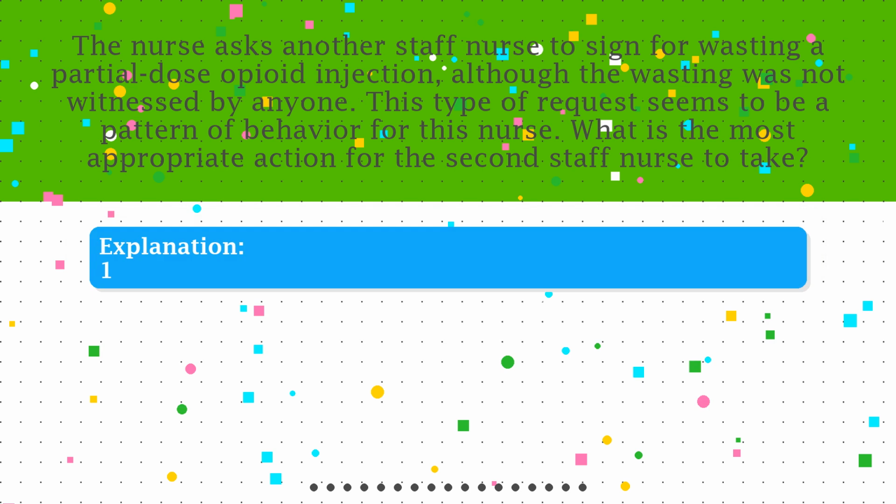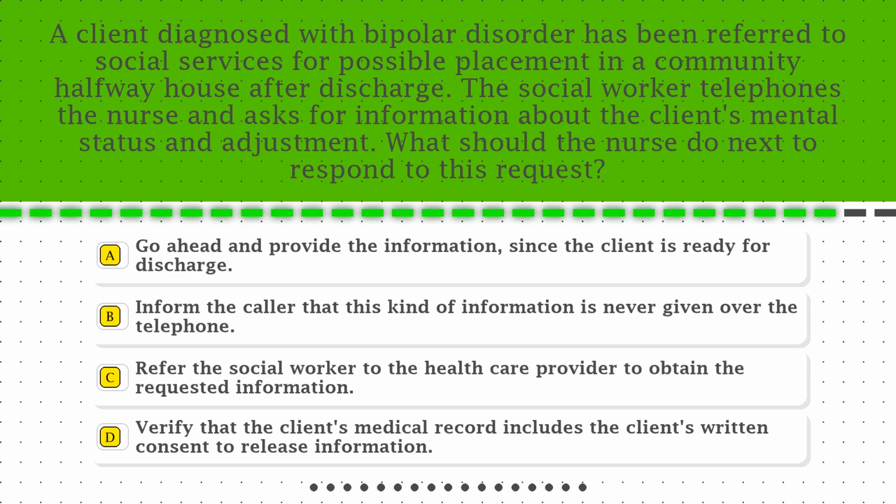Question 8. A client diagnosed with bipolar disorder has been referred to social services for possible placement in a community halfway house after discharge. The social worker telephones the nurse and asks for information about the client's mental status and adjustment. What should the nurse do next to respond to this request? Option A. Go ahead and provide the information, since the client is ready for discharge. Option B. Inform the caller that this kind of information is never given over the telephone. Option C. Refer the social worker to the healthcare provider to obtain the requested information. Option D. Verify that the client's medical record includes the client's written consent to release information.